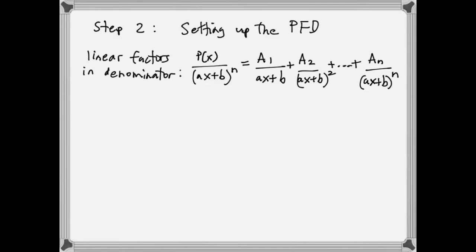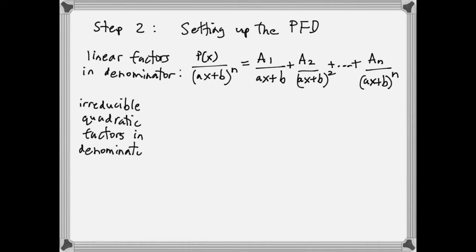So what happens now if instead you have irreducible quadratic factors in the denominator? Irreducible just means that you can't factor it, okay? And there's lots of polynomials that are quadratic that you cannot factor. So these are going to look like this, right?